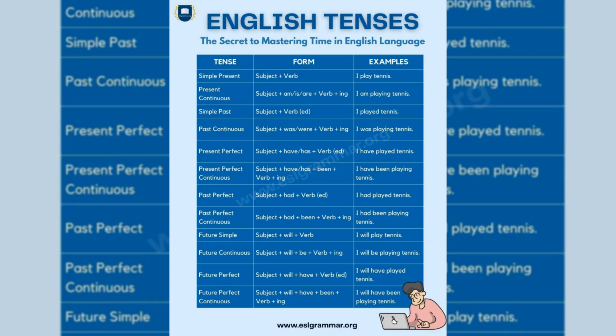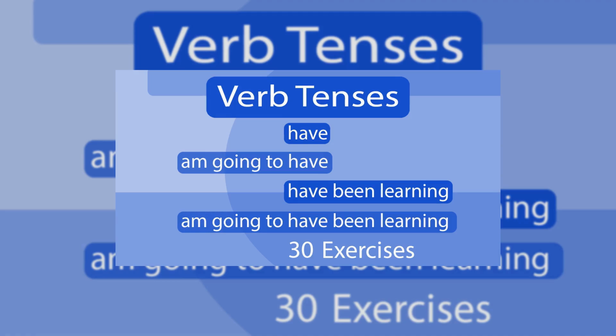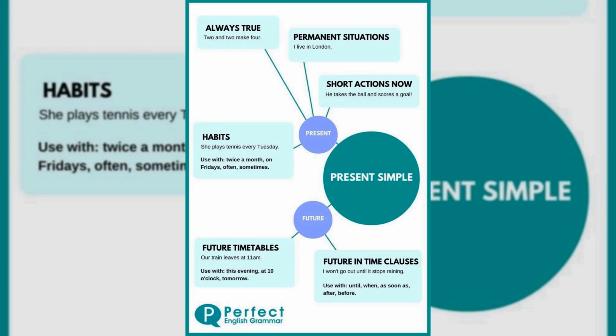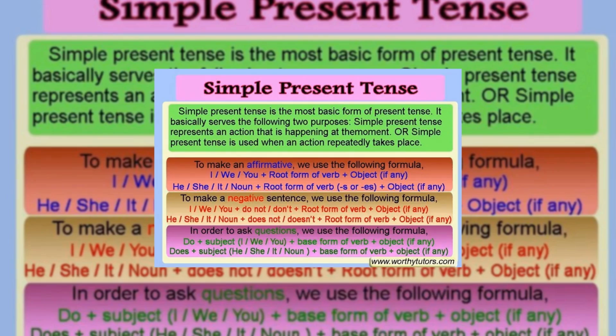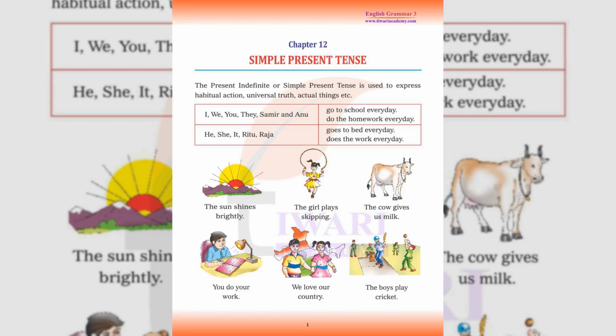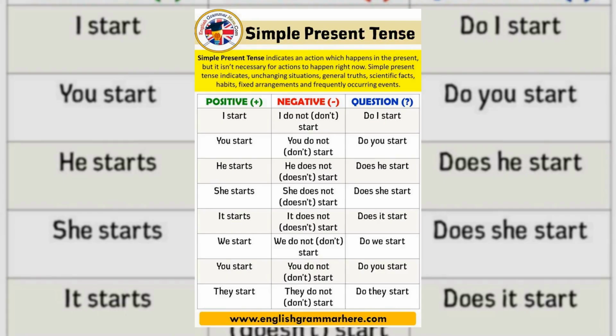Lecture 3, Verb tenses. Objectives. Learn about present, past, and future tenses. Understand how to form sentences using different tenses. Introduction to verb tenses. Tenses tell us when something happens. English has 3 basic tenses. 1. Present tense. Describes actions happening now or regularly. Example, she walks to school every day. 2. Past tense. Describes actions that have already happened. Example, she walked to school yesterday. 3. Future tense. Describes actions that will happen in the future. Example, she will walk to school tomorrow.